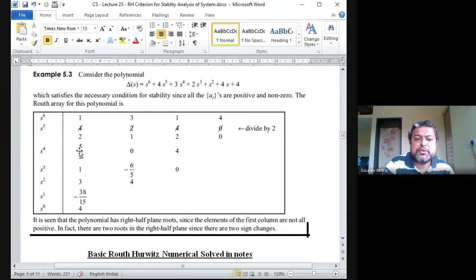So the first element is 5 by 2. The second element is 2 into 1 minus 1 into 2 divided by 2, so that is 0. The third element is 2 into 4 minus 1 into 0 by 2. The third element is 4.